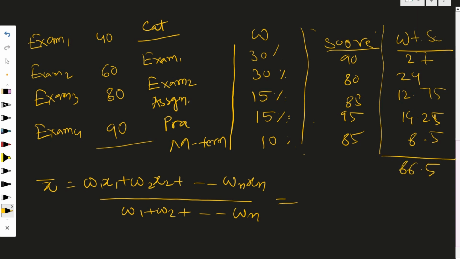Now what I mentioned is the sum of the product of wi into xi, the weights and the data points, divided by the sum of all the weights. Now see, the weight in this case will become 0.3, 0.3. Finally, it is going to become 1. So it is 86.5 by 1. So the weighted mean is 86.5.